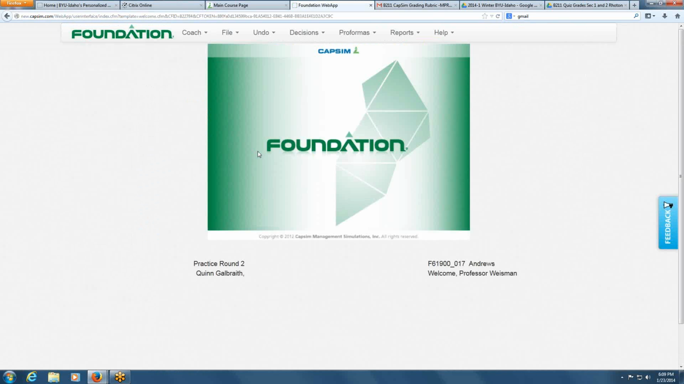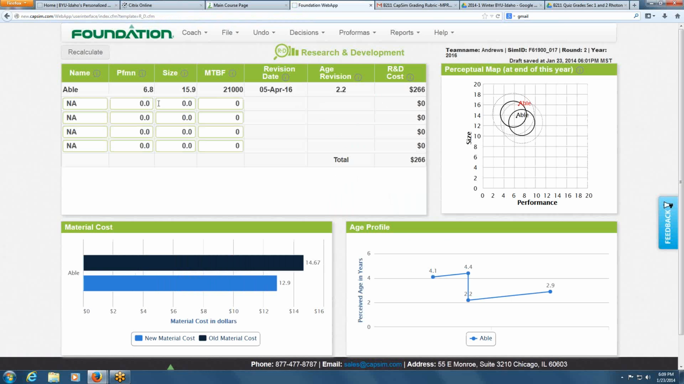I can launch the web bridge, and I can go to my R&D, and R&D is where you can change it. So it looks like my age is already going to change down to 2.2 to 2.9, which is really good. But if I wanted to change it, because it's already in the revision date, I can't touch this one. But if I wanted to change my age, all I have to do is revise its performance and size. I can revise its performance by only 0.1 if I wanted to, but it would still cut the age in half.